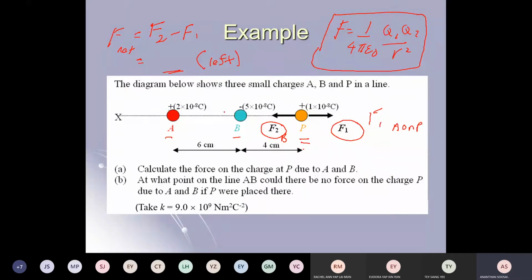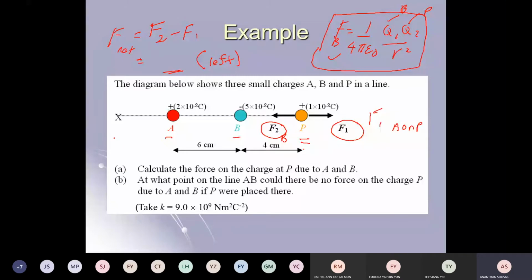So for F2, we use this formula. To get F2, for Q1 and Q2 we put the charges. F2 is the force caused by B, so Q1 must be the charge of B, and Q2 must be the charge of P. Do you include the sign? Don't include the sign, just get the magnitude only. And R is their separation, in centimeters. Put it in meters, so you get the force. So that's the idea of A.